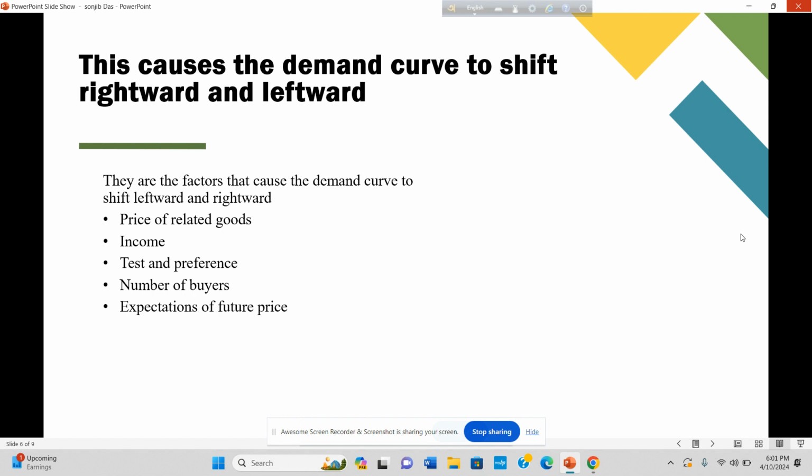If the price of a complement increases, demand for the original good may decrease, shifting the demand curve to the left. And the second one is income. When income increases, the demand for normal goods tends to rise, shifting the demand curve to the right. For inferior goods, an increase in income may shift the demand curve to the left.